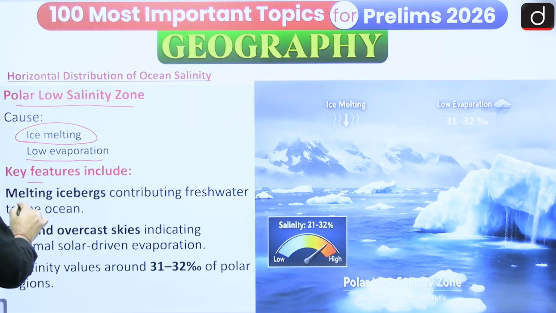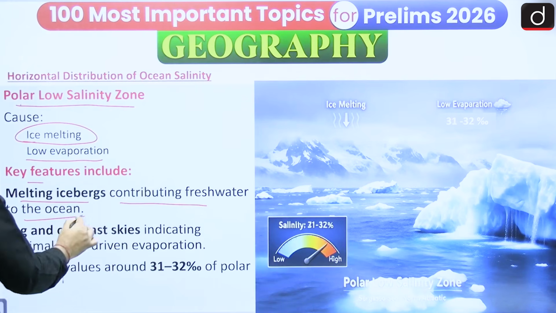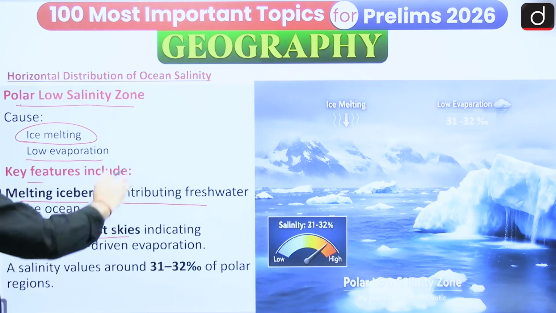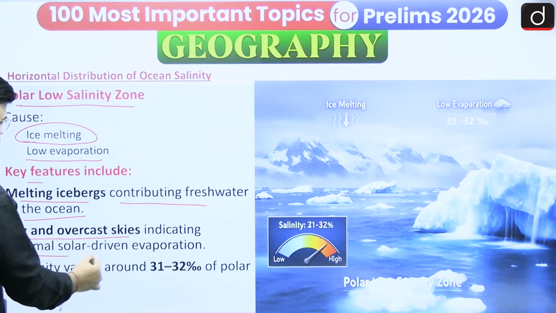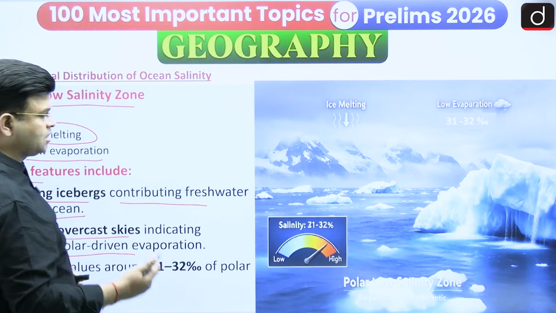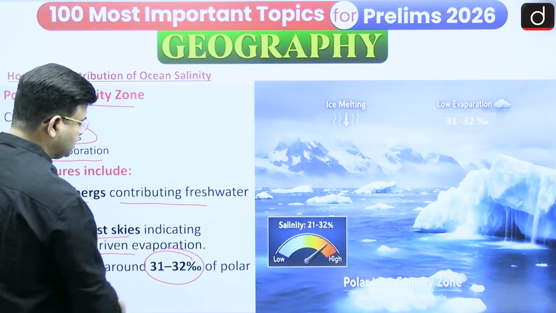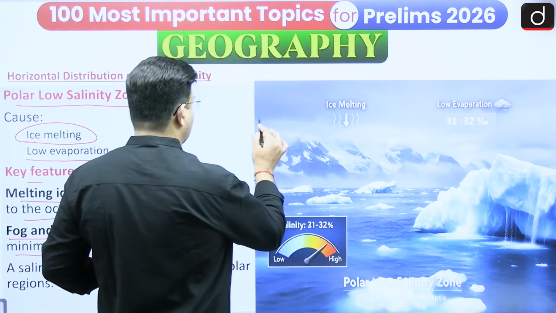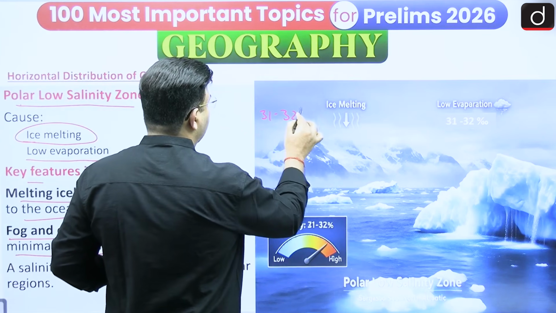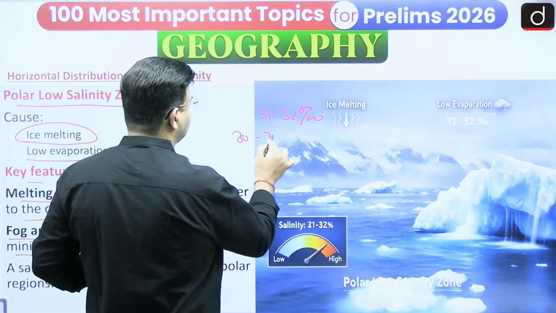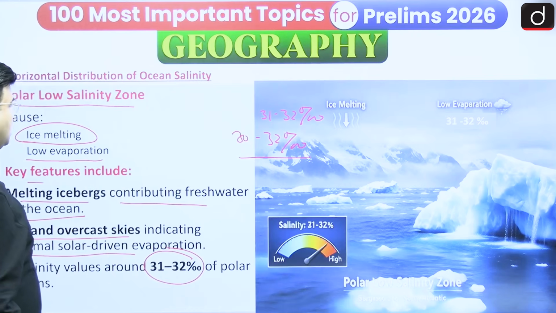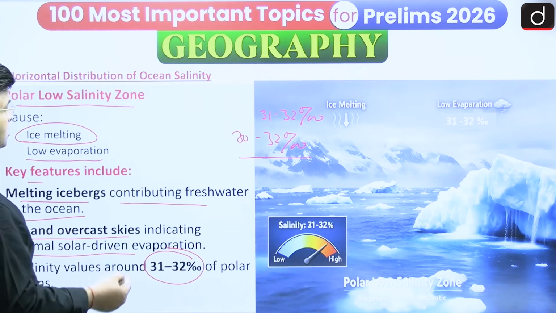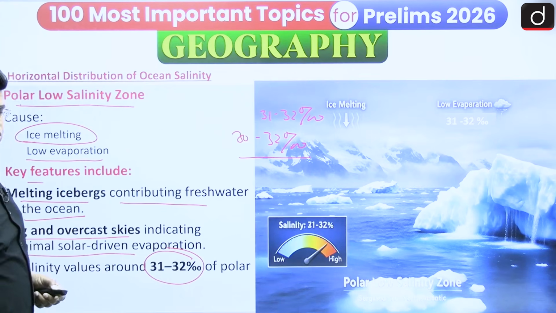So the key features: melting icebergs contributing fresh water to the ocean, and then fog and overcast sky. The sky is covered with fog and other things. Therefore, evaporation is also less, indicating minimum solar driven evaporation. So this region has very low salinity, and it can be from 31 to 32 parts per thousand, or sometimes it is also written as 30 to 32, and this is the correct one. So these are the reasons. Because of ice melting and low evaporation, it is a major cause of less salinity of the ocean in the polar region.